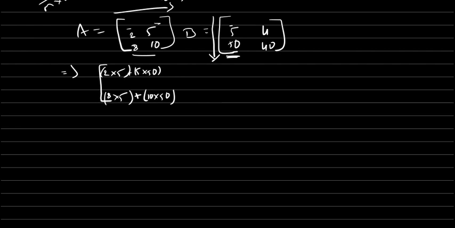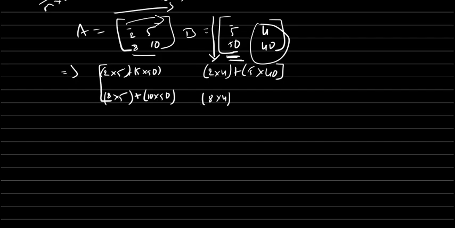Okay, you should multiply this number again with this column. Since you have completed this column, you need to leave a small gap. You need to multiply 2 into 4 plus 5 into 40, and the same thing, 8 into 4 plus 10 into 40. Then close this big bracket.